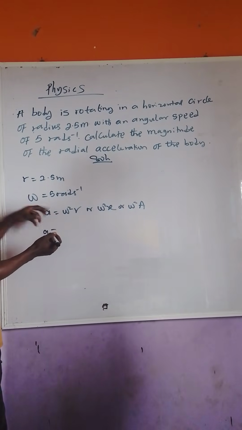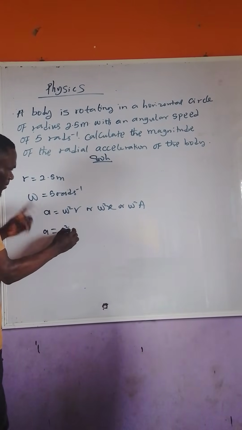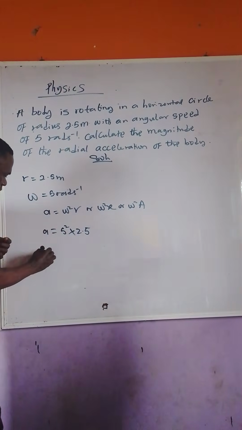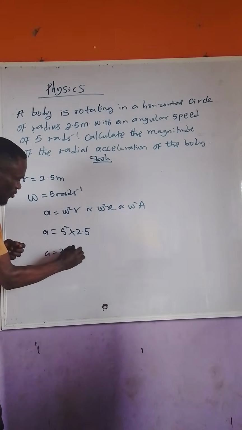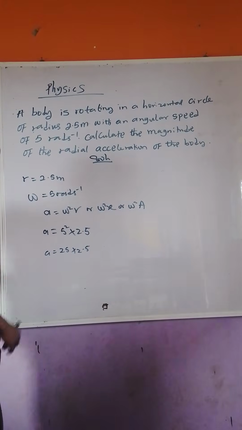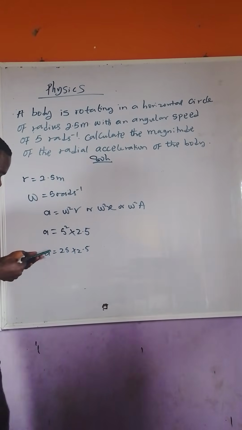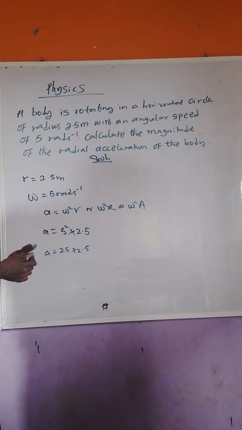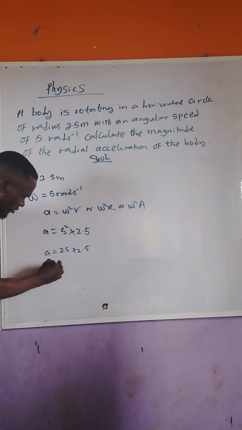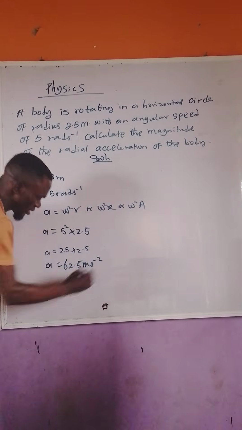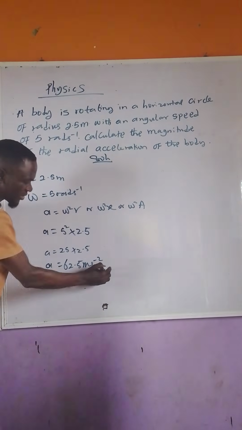So we have omega, which is given as 5, so we have 5 square, times the radius, which is 2.5. So 25 times 2.5. Let's see what we are going to have there. Multiplying that should give us 62.5. So we have the acceleration as 62.5 meter per second squared. So that is the final answer for this question.